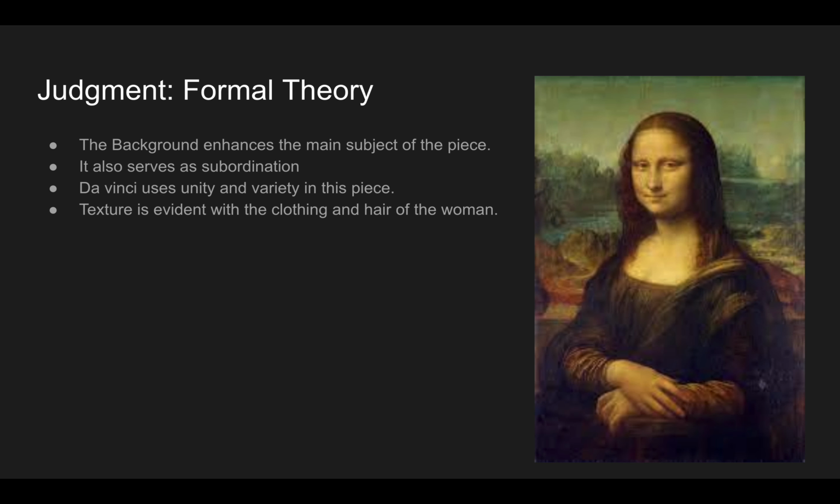Judgment, formal theory. The duller, more subtle colors used in the background and the brighter colors of the face of the woman enhance the main subject, which, of course, is the woman. The brighter color used for her face makes her stand out more, and Da Vinci uses unity by having darker value, but creates variety by mainly using different organic shapes to form figures. He also uses emphasis and subordination by having the background serve as subordination for the focal point of the piece. We also exhibit texture with the smooth brushes and cross-hatched lines used to create the clothing and hair of the woman.